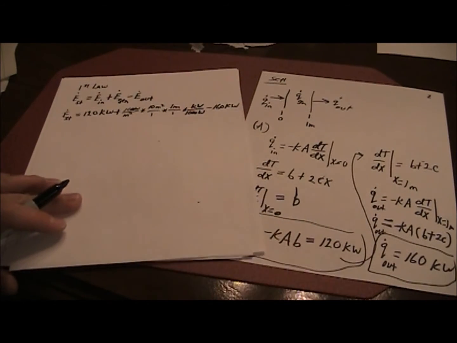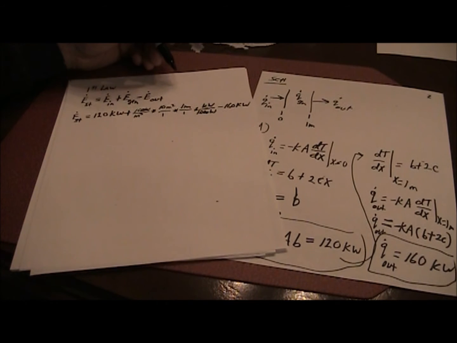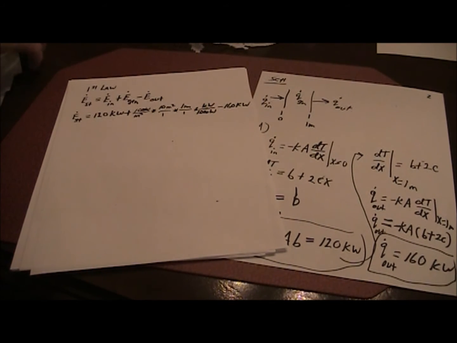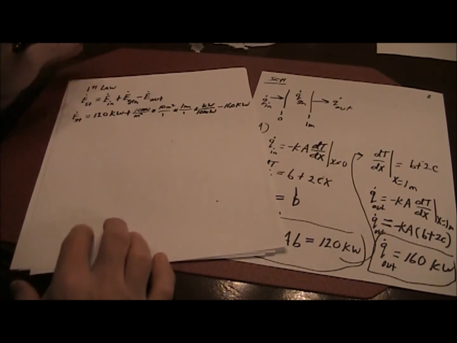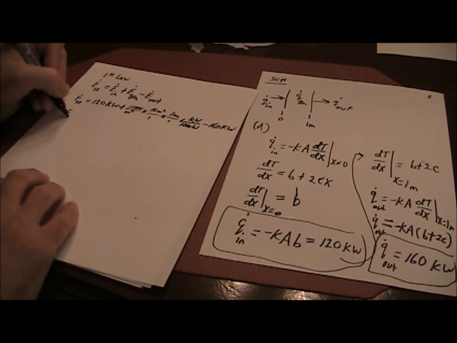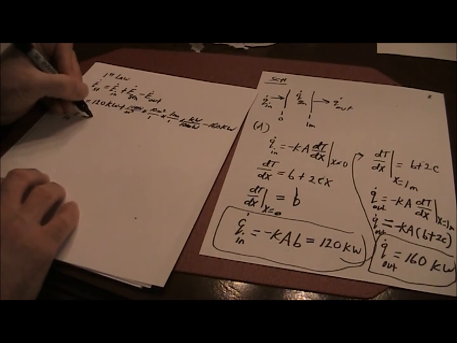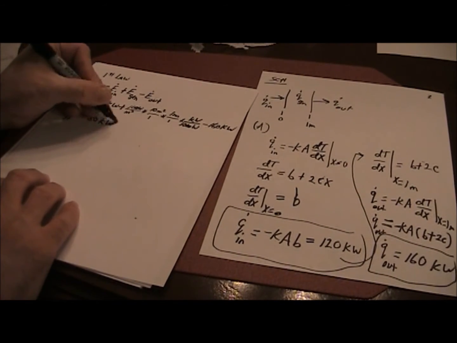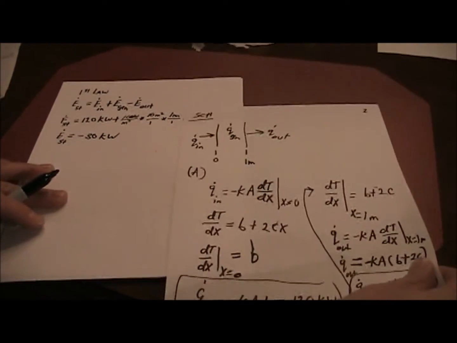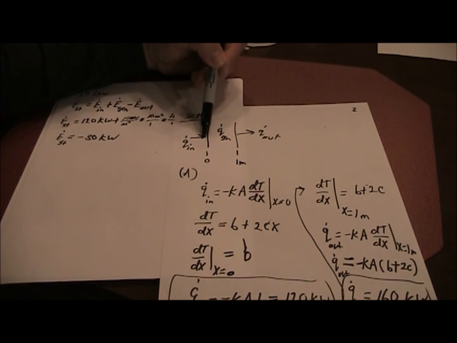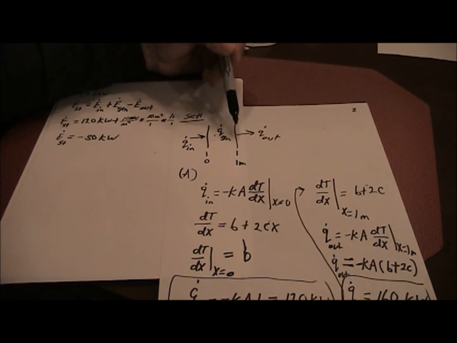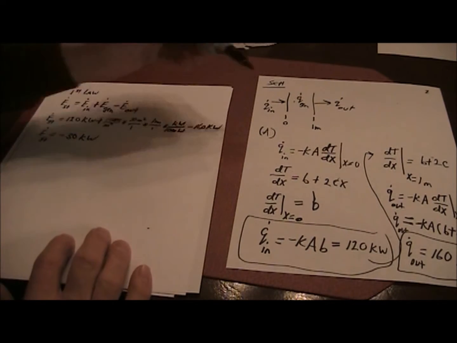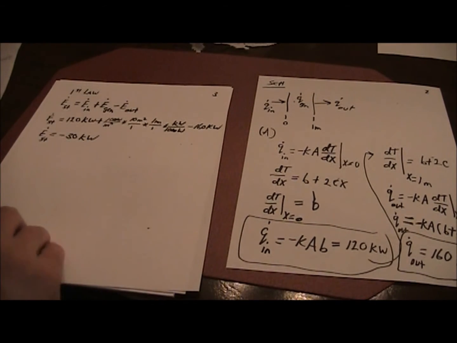Okay, so if you run these numbers through your calculator, what you will get is that the energy stored is minus 30 kilowatts. So what that means is we've got more energy going out than is coming in and being generated. So in other words, your object here, your geometry is cooling down. Okay? Alright, so what are we up to now?